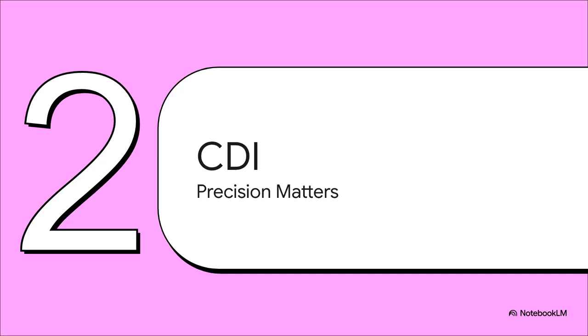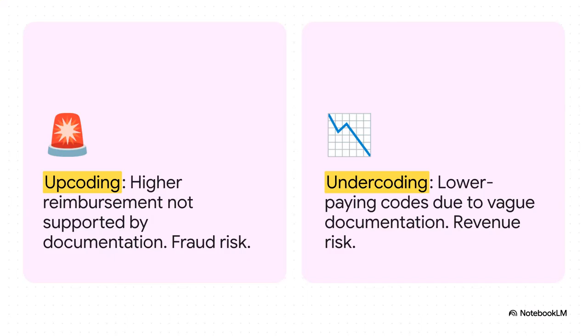Moving right along to Section 2. Clinical documentation integrity, where precision absolutely matters. We are essentially walking a financial tightrope here. On one side, you have upcoding. This is when someone assigns codes for a higher reimbursement that just aren't supported by the actual medical record. This is a massive fraud risk, and it directly violates the False Claims Act.